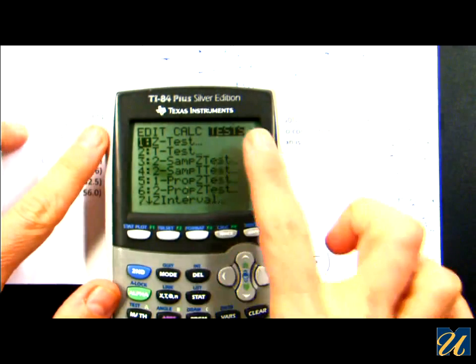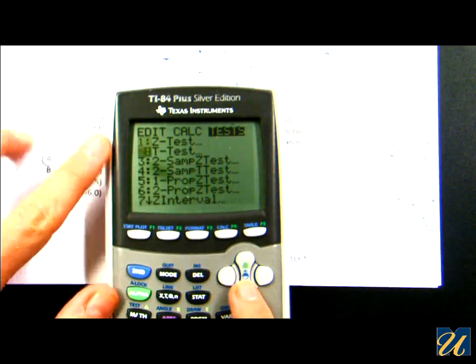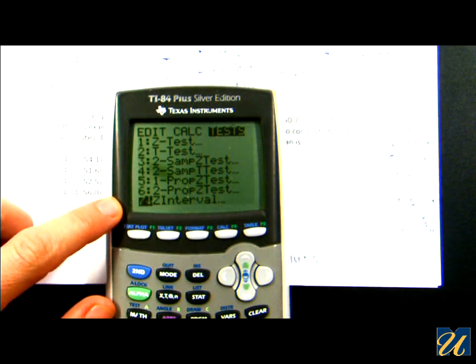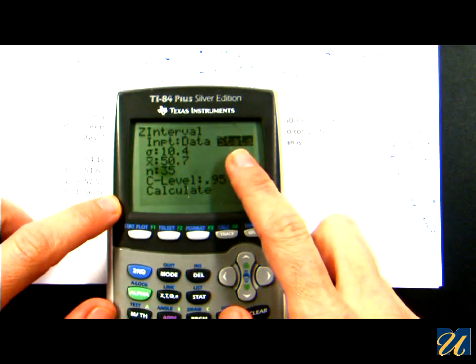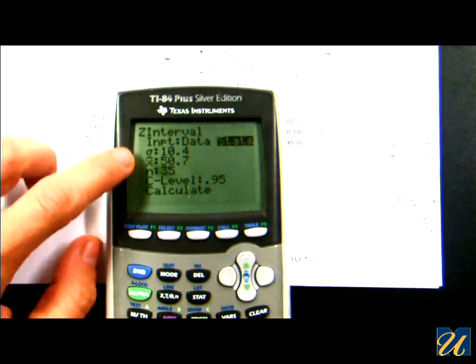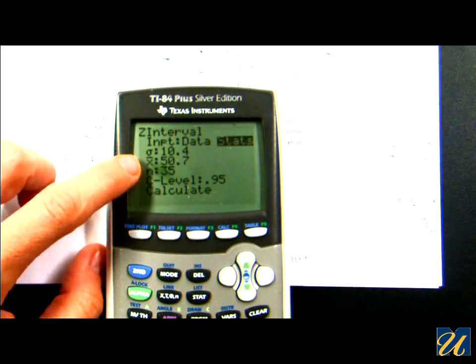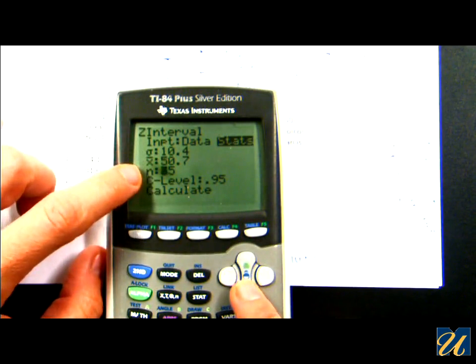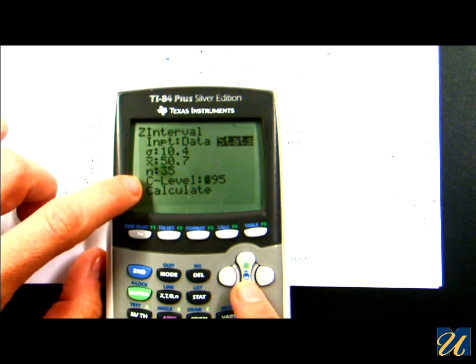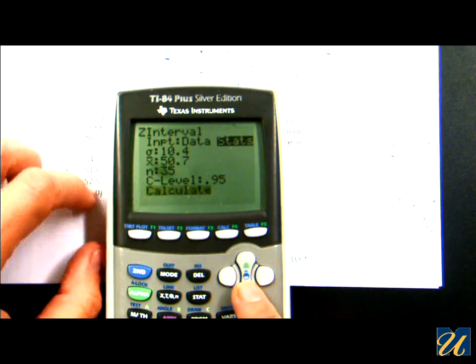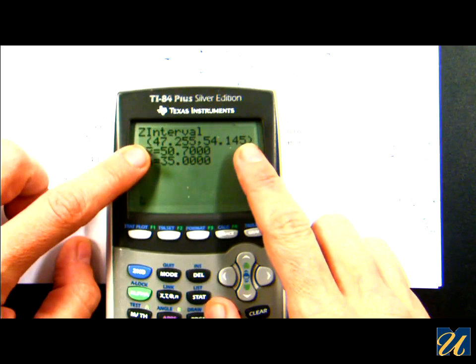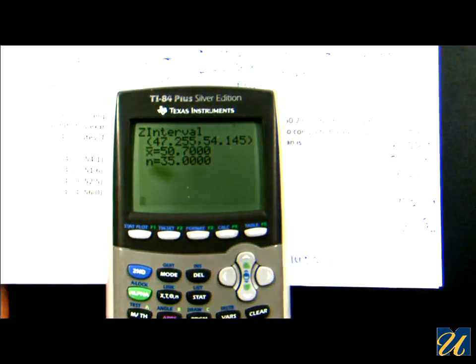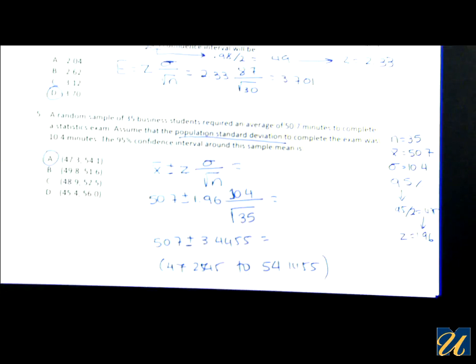So you want to go to Stat, Test, and then you scroll down to number 7 where it says z-interval. And again, I'm using z-interval because sigma is given. You want to make sure that you're under Stats, and you plug in sigma 10.4, x bar 50.7, n 35. Confidence level that I'm looking for is 95%. I enter it as a decimal, 0.95, and calculate. And this will be your interval, your confidence interval right here. So that's another way to calculate the confidence interval, a lot faster, definitely.